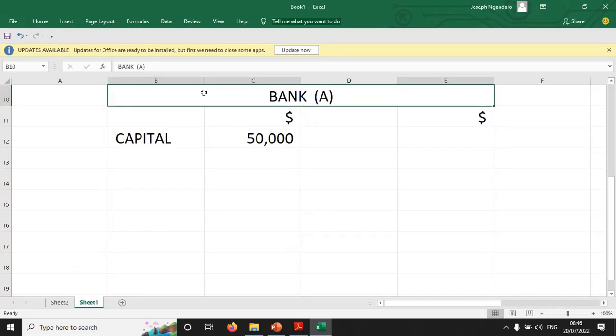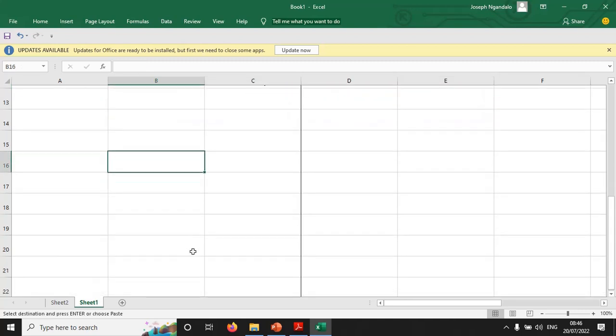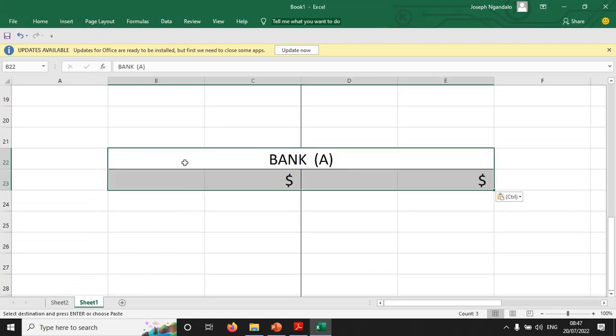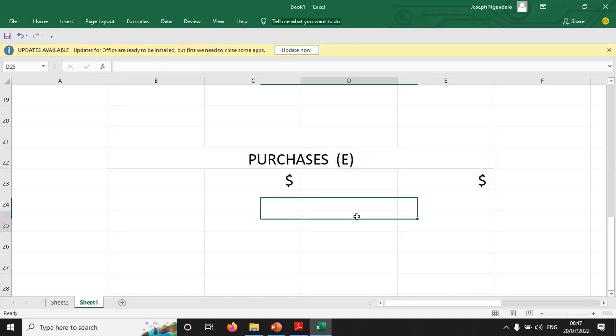So we introduce another account. I think we introduced two accounts actually. Is that correct? You leave enough space on the bank because you're going to have a lot of transactions there. I'm going to call this one the purchases account. And purchases is an expense. Is that correct? And the expenses we debit.